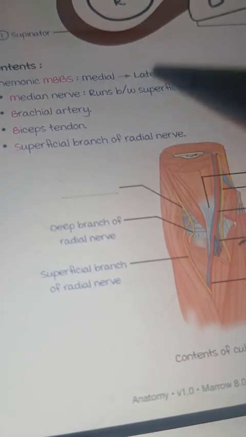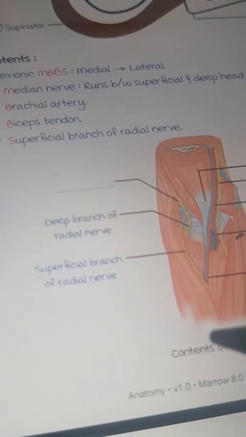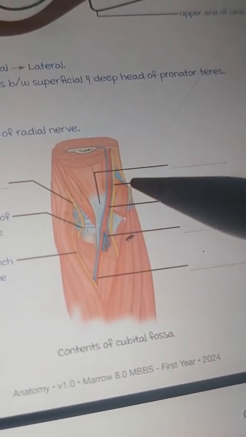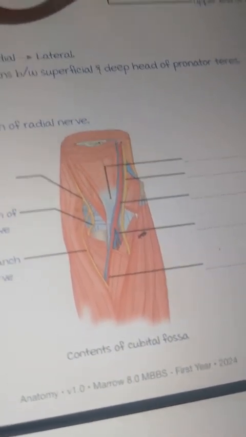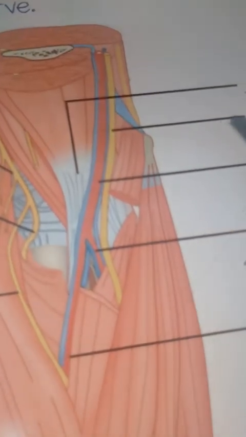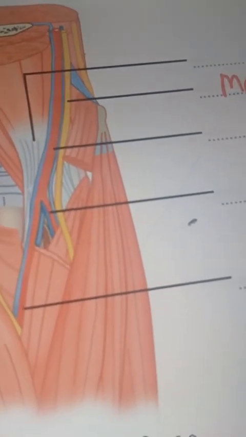Contents of cubital fossa: medial to lateral, we will go medially to laterally. What is the medial most content? Median nerve. Can you see over here? So what will this nerve be called, the medial most content? That's the median nerve. So I basically write over here that this is the median nerve. Can you see?